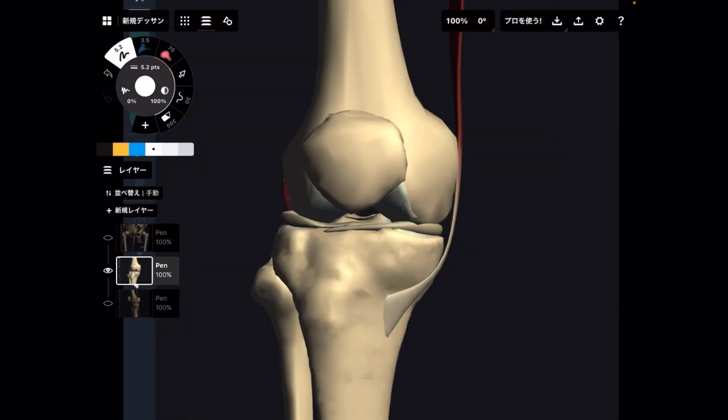Then let's go to insertion. Insertion is the tibia. This is gracilis. It inserts to here, an area around the medial part of the tibia. This area is called pes anserinus. Pes anserinus means goose foot. Two more muscles attach around pes anserinus. I will talk about other muscles later.